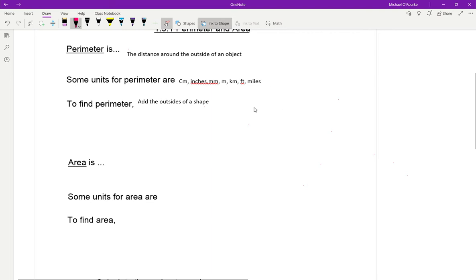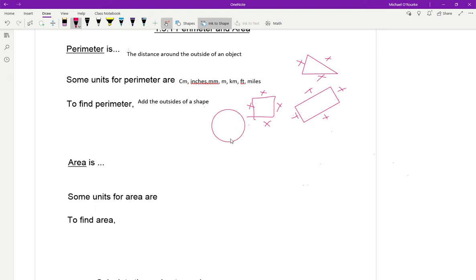If we're doing a simple shape, such as a square, you add this side, this side, this side, and this side. Okay, then add all those sides up. A rectangle would be the same: this plus this plus this plus this. Same if I made a triangle: this plus this plus this. The only one that's a little different is a circle.